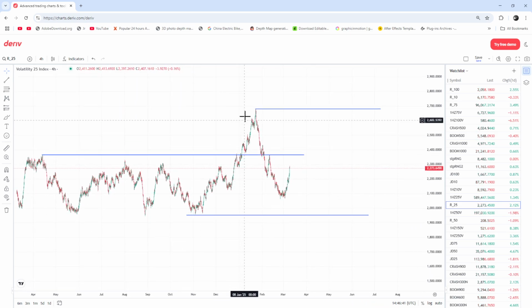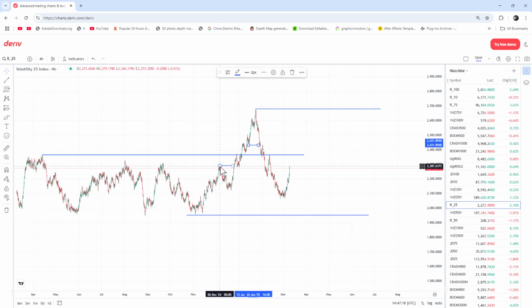Then finally it broke out. Now this is the break of structure, meaning what structure? This consolidation structure, and this one here. You can see there was a higher high, higher low, higher high, higher low. Then it broke that previous high and continued going up, but suddenly the market went down until it broke the structure to the downtrend. This was the structure, this was the structure to the downtrend.